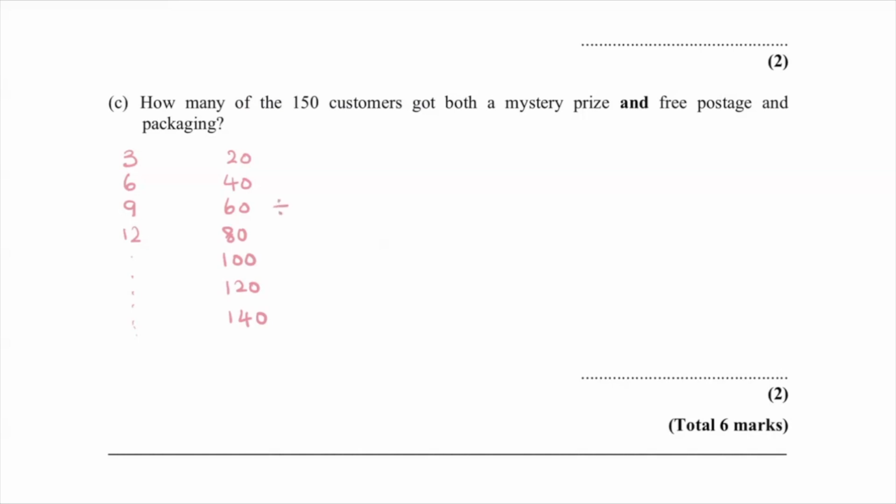This one is divisible by 3. And this one is divisible by 3. So there are only 2 that get both.